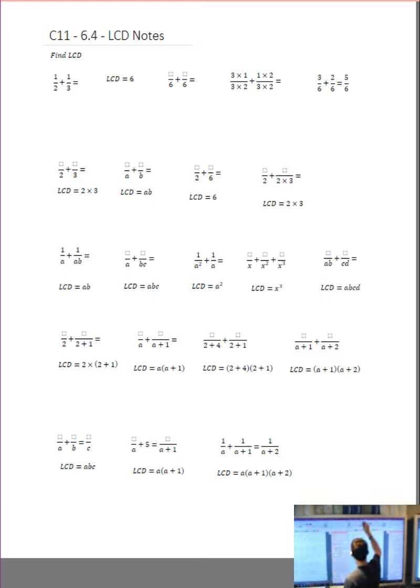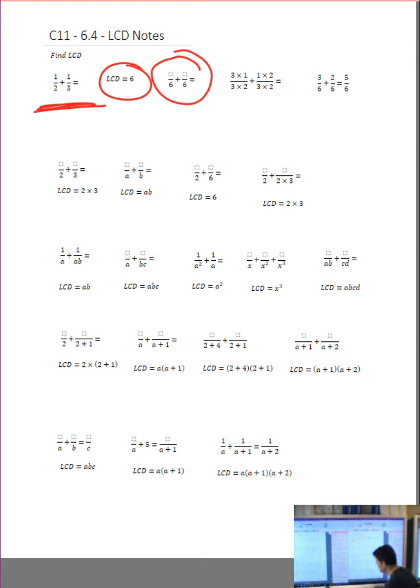So before we get to adding and subtracting rationals, we have to take a look a little bit at the LCD. From grade 8, when we had 2 and 3 on the bottom, there's the example at the top, well, the LCD was 6. And we want to remember, we start there. Find the lowest common denominator and put it below both denominators.